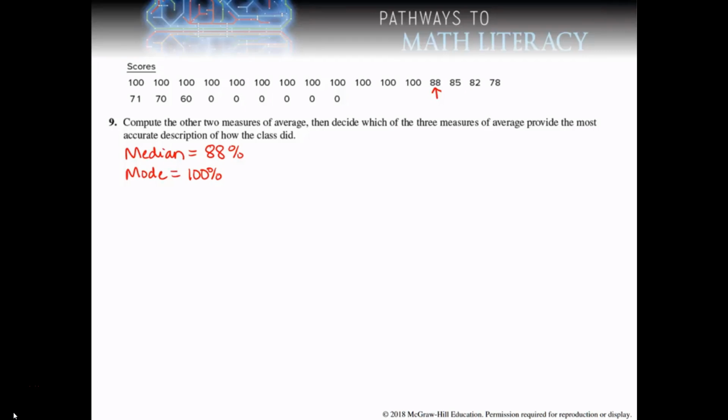And then remembering that we already know the mean is 69.4%, which one do you think is the most accurate description of how the class did? Well, compared to the mean, I think the median is a much better representation. The mode makes it look like on average everyone got 100, but the median pretty nicely represents the fact that, ignoring those zeros, the rest of the class did pretty well.